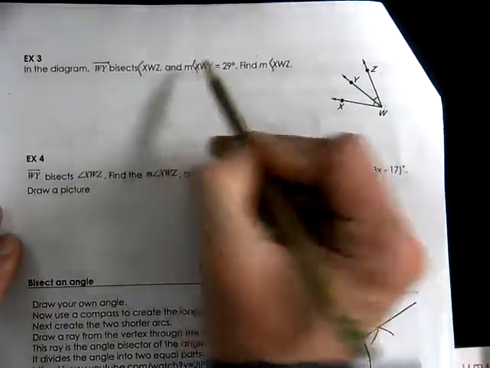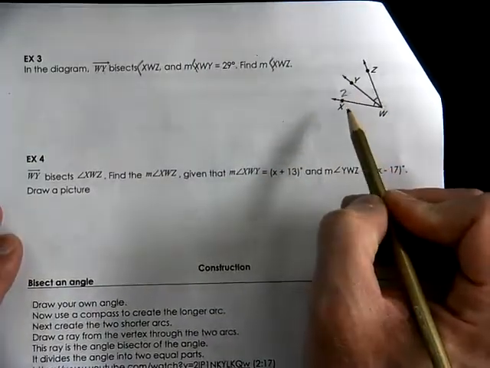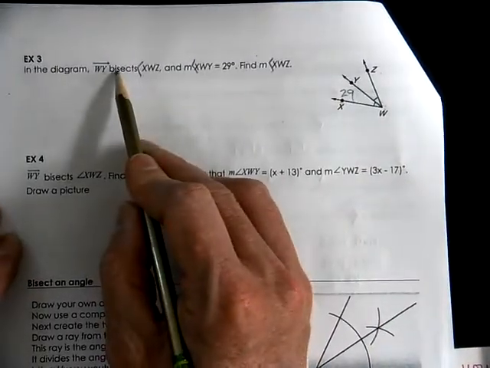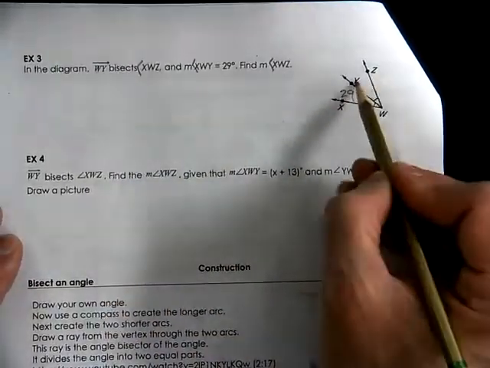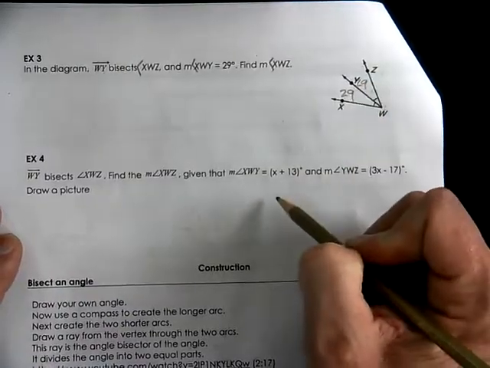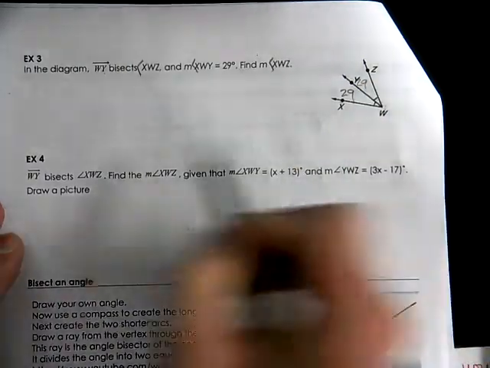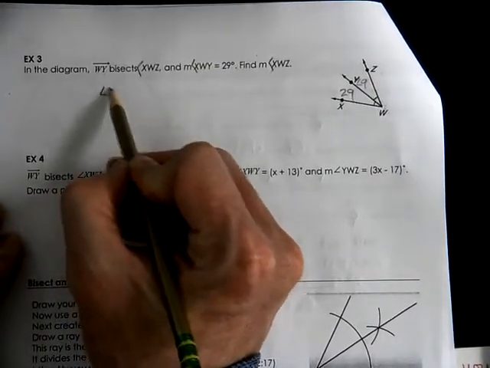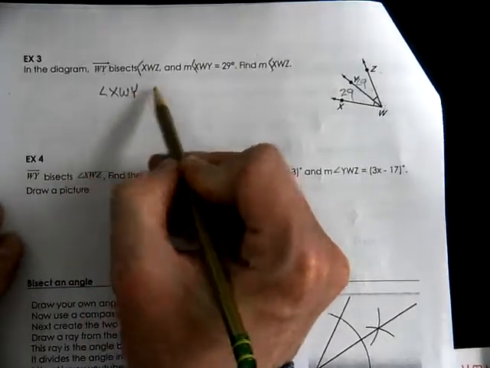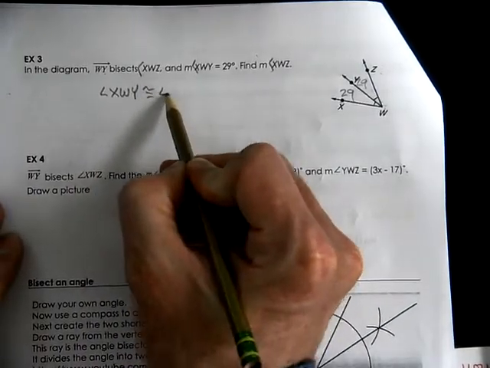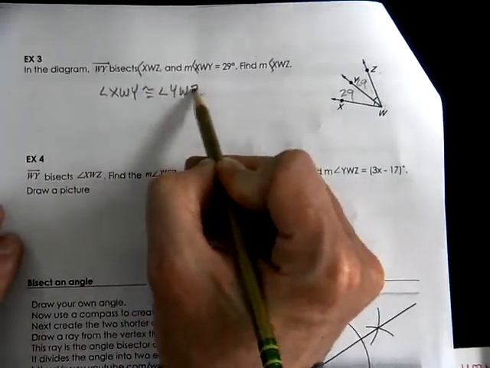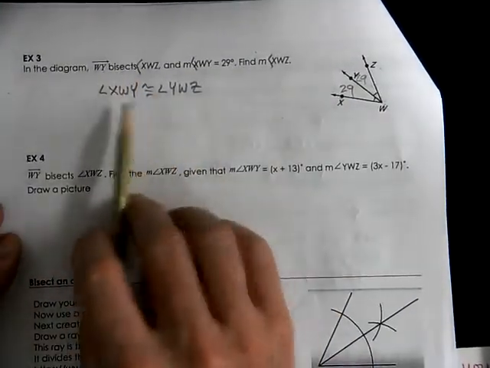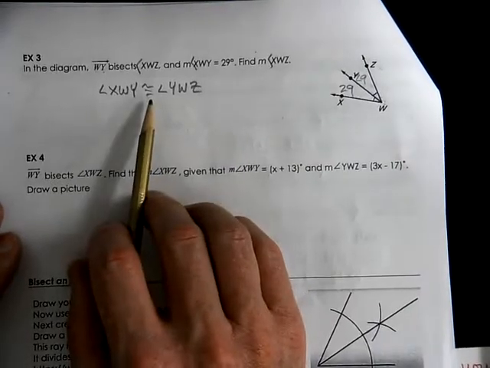So we know that the one angle, XWY, is 29. If the ray bisects the big angle, we know that this is 129. So if we have a bisector, then I know that angle XWY is going to be congruent to angle YWZ. When you see bisector, then you know you have two congruent parts. That's what you want to get used to writing.